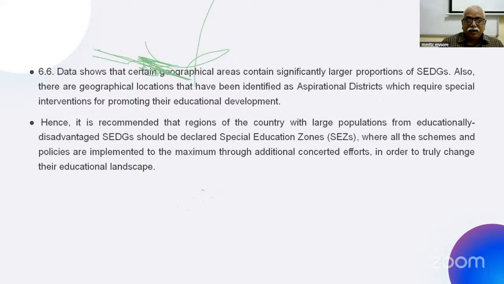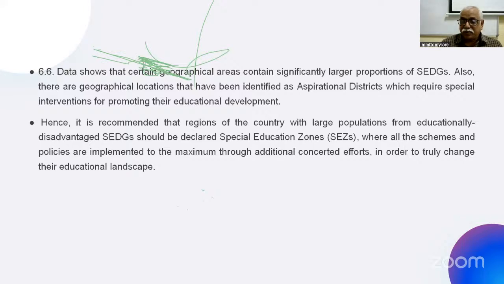Then 6.6 talks about how this point has emerged. Data shows that certain geographical areas contain significantly larger populations of SCs, STs and others. And there are geographical locations that have been identified as aspirational districts. So that is how aspirational districts have been listed out. It is based on the population of SC or ST candidates or OBCs or minorities who are living in large numbers in those geographical areas, and their educational performance is also considered. Keeping those two things, these aspirational districts are identified, and they also want that group to be empowered with social justice and equality, and therefore they have been addressed in a more rigorous way and in a positive manner.